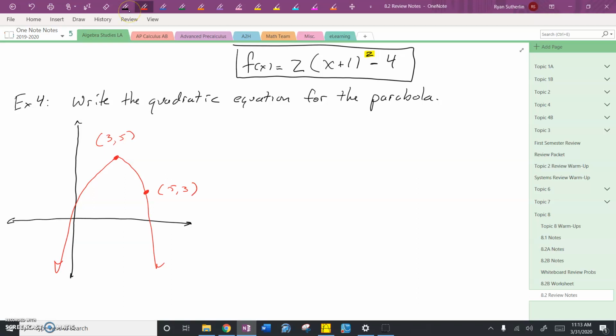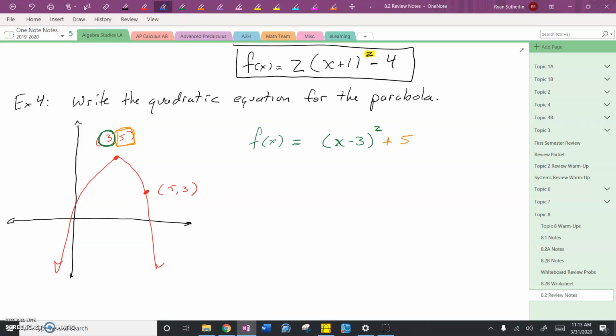Okay, everyone, let's see how you did. So, just like last time, I'm going to start with what we know. The easiest thing to do first is use the vertex. So again, I have the x-coordinate is positive 3. So that means I'm going to have an x minus 3, squared. And then the y-coordinate of the vertex is 5. So I just put a plus 5 here.